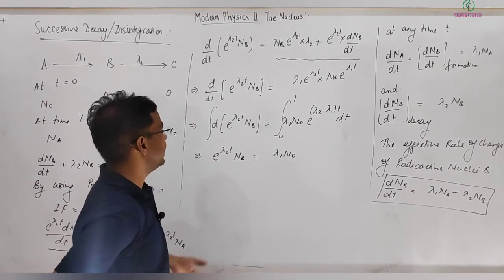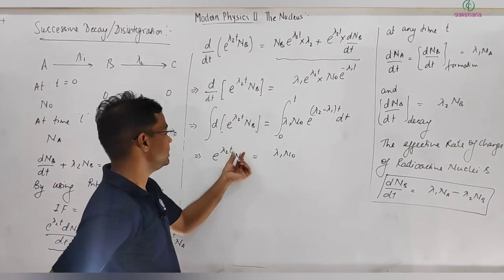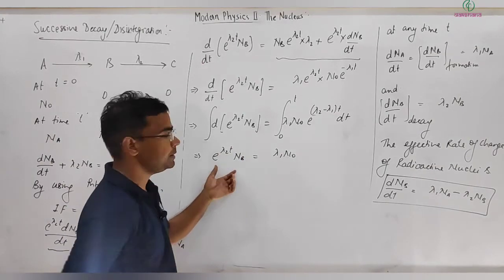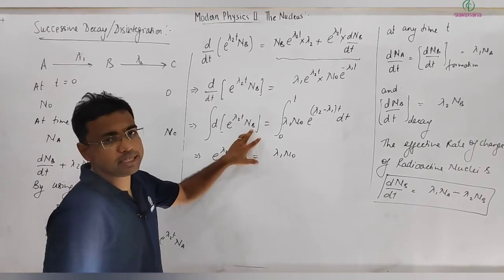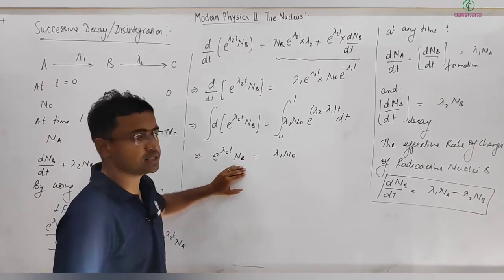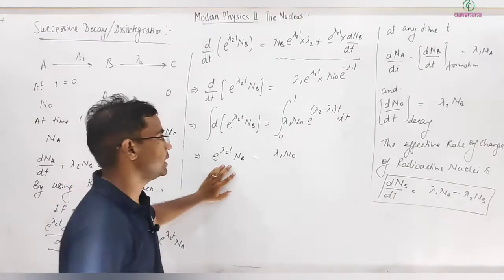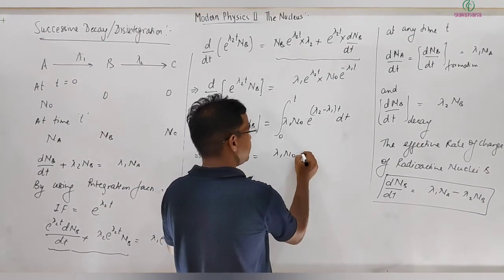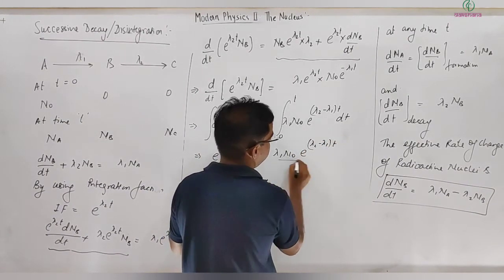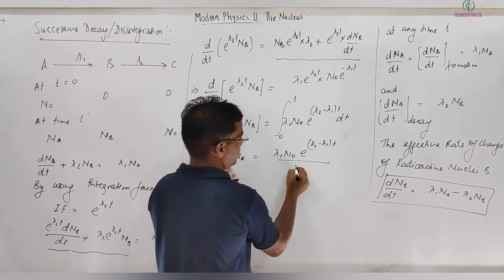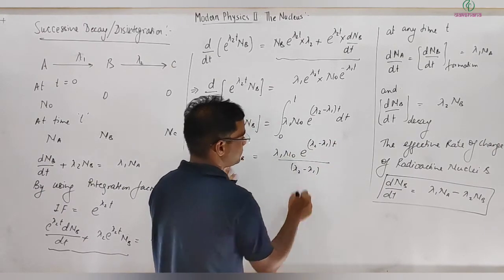So if I substitute the limits, 0 to t, nB is initially 0 and at time t it is nB, so on this side it will be exactly this. Integrating this, I will get e raised to power lambda 2 minus lambda 1 into t divided by what? It is lambda 2 minus lambda 1.